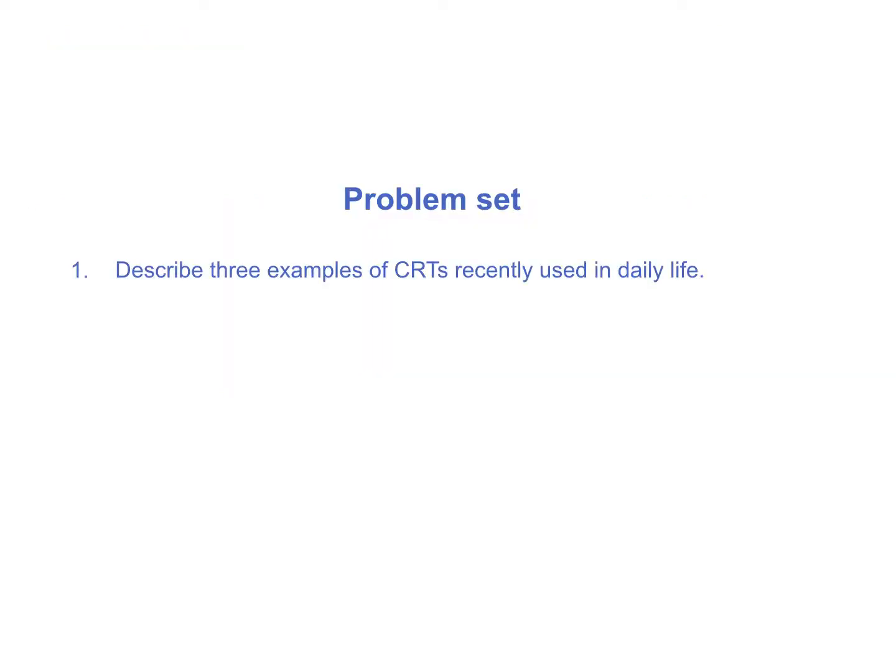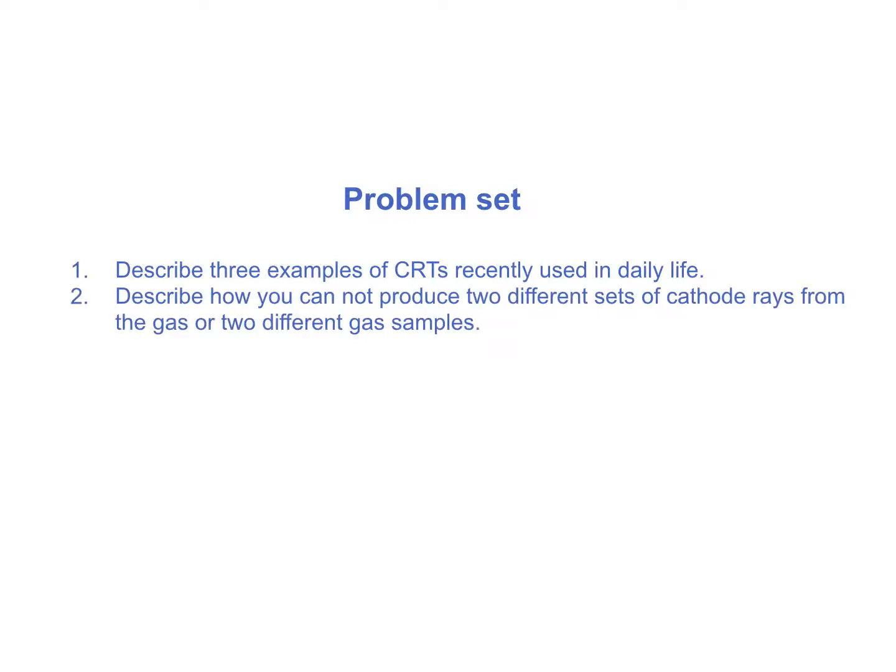Problem set. Describe three examples of cathode ray tubes that are being used in daily life, or were used in daily life. Some of them are still being used. And describe how you cannot produce two different kinds of cathode rays from the same gas or two different gas samples. Explain how you can show that photoelectrons and cathode rays are the same. Design an experiment. And you can send your responses as a PDF to the discussion board.